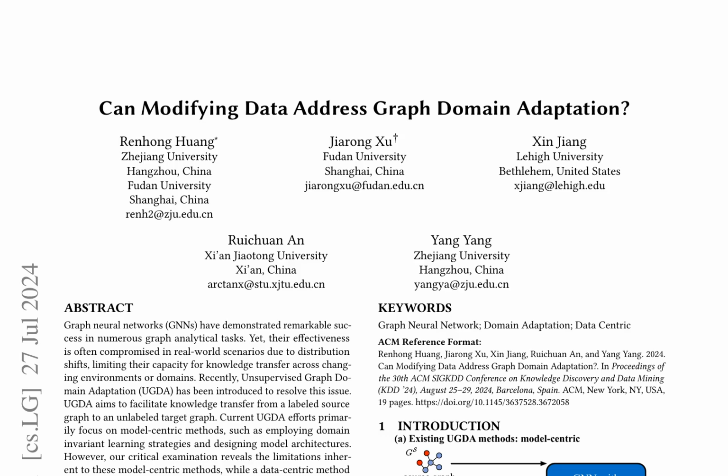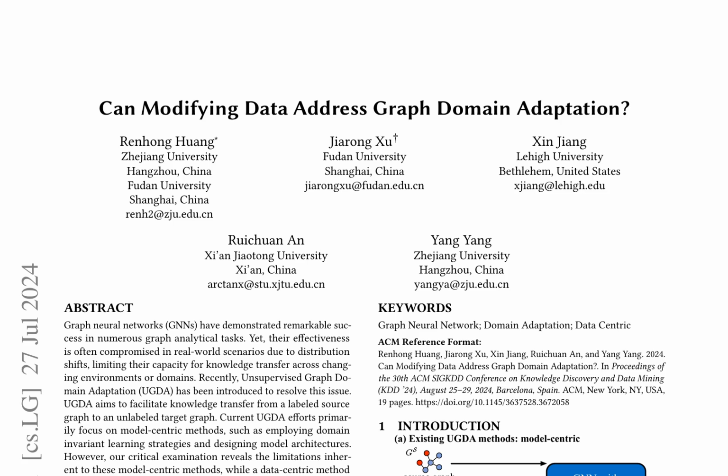Graph neural networks, GNNs, have achieved remarkable success in graph analytical tasks, but their effectiveness is often compromised by distribution shifts in real-world scenarios. Unsupervised Graph Domain Adaptation, UGDA, aims to facilitate knowledge transfer from a labeled source graph to an unlabeled target graph. Existing UGDA efforts primarily focus on model-centric methods, which have inherent limitations. A data-centric approach that modifies the source graph has demonstrated considerable potential.